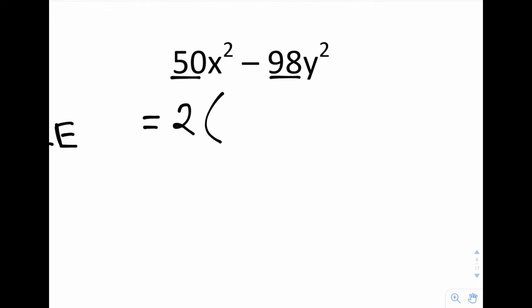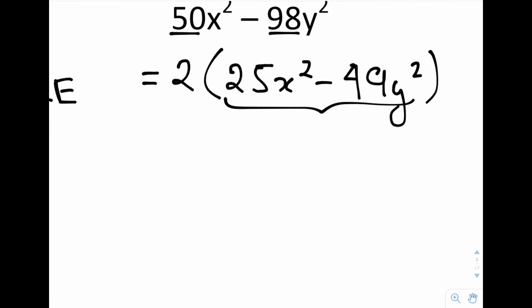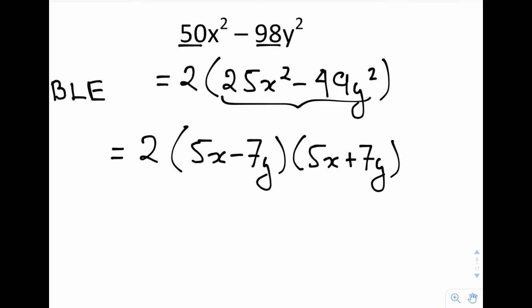I divide 2 into both those coefficients. I'm left with 25x squared minus 49y squared. Now both of these terms, what's left inside, they're both perfect squares, and I can rewrite this expression as a difference of squares with the 2 in front. So here I get 5x, and I'm going to have minus 7y, and then I will have 5x again, and then I have plus 7y. There's your difference of squares. Remember, we got to find the common factor first.